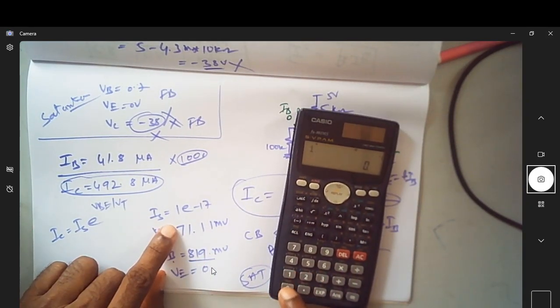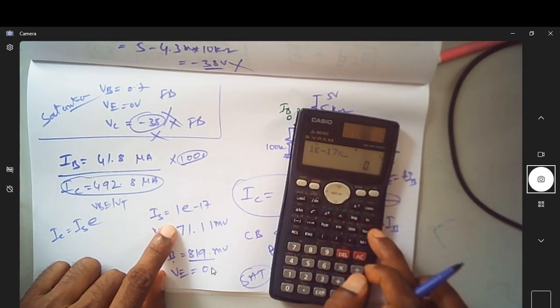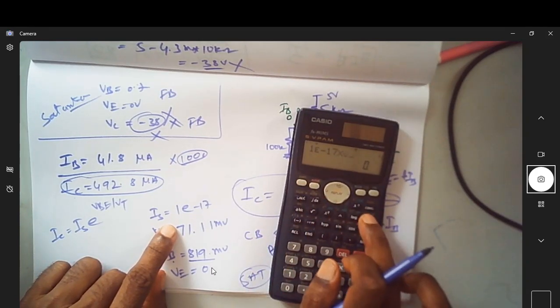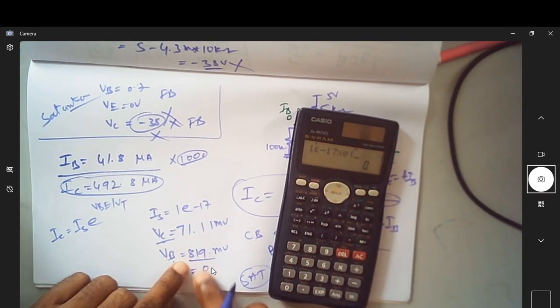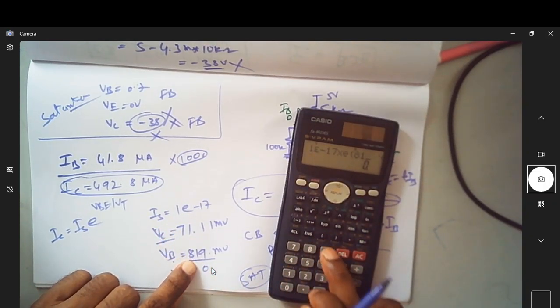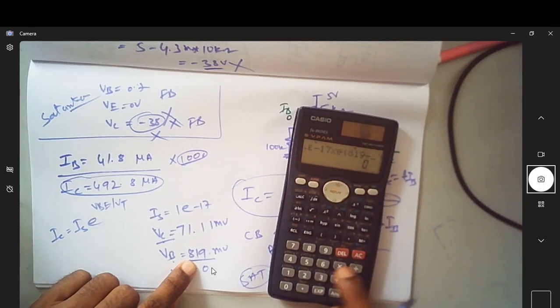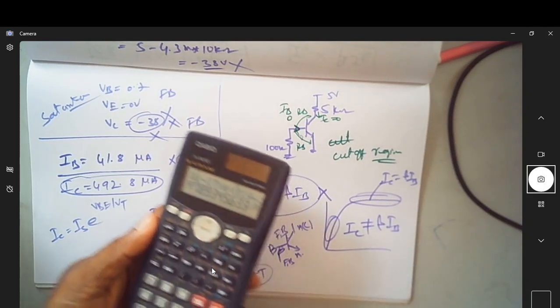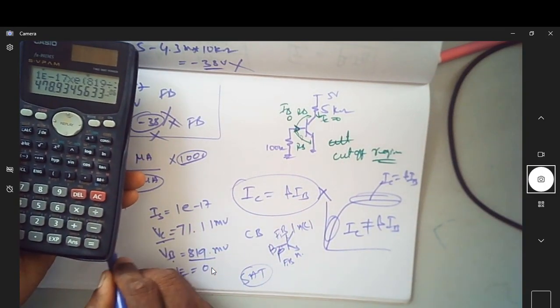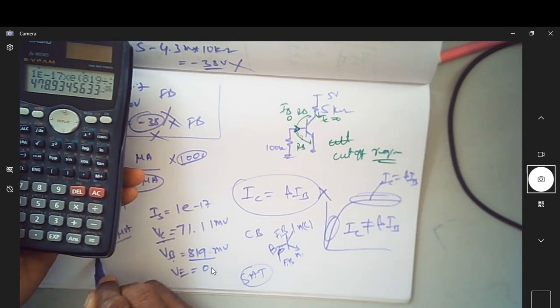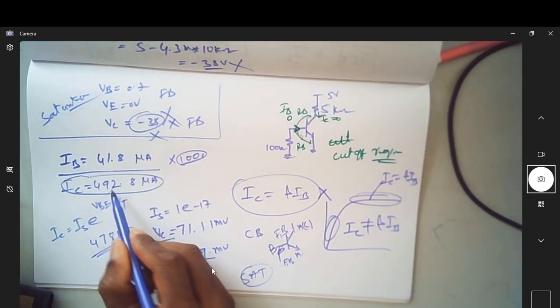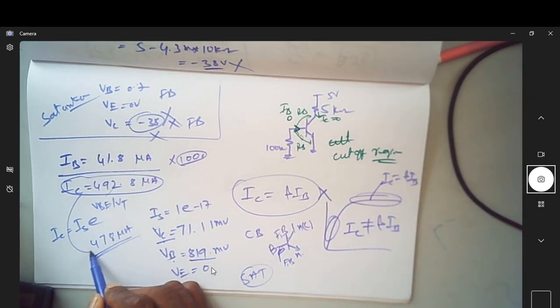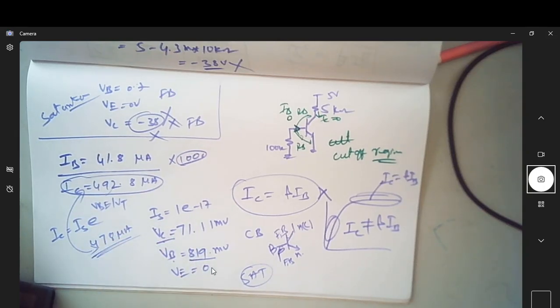IS is 1 e power minus 17 multiplied by exponential to the power of 819 divided by 26, because both are milli, it will go off. Can you see now you have almost the same current? How much current do you have? You have a current of 478 microampere. Of course, you are getting 492. This is 478, which is not too far away from your actual value.